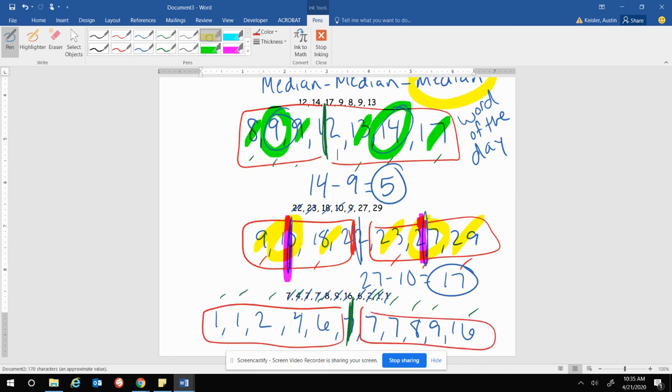And if I look to the middle, I get 2. And if I look to the middle on this side, I get 8. So 8 minus 2 is 6. So remember, you're finding the median in the middle and then the median on both sides, and those 2 are what you're subtracting. If you have questions, pop in and let us know.